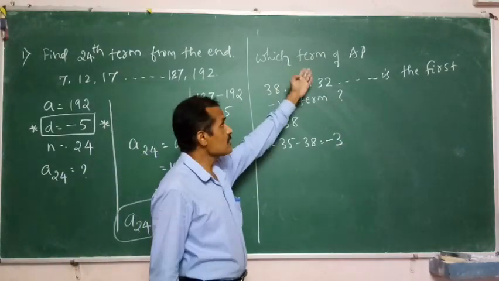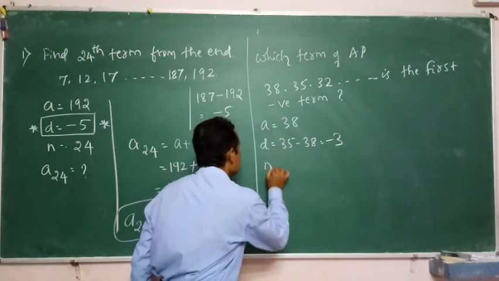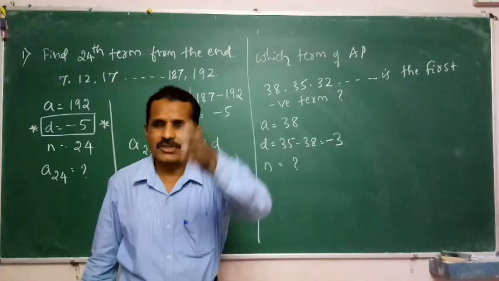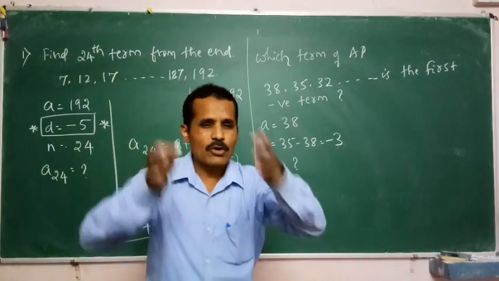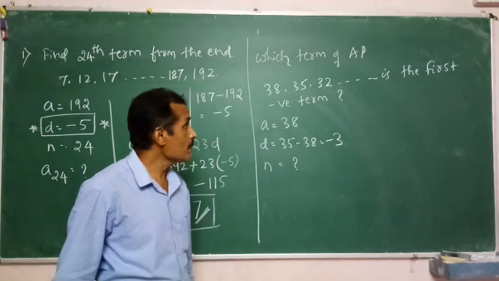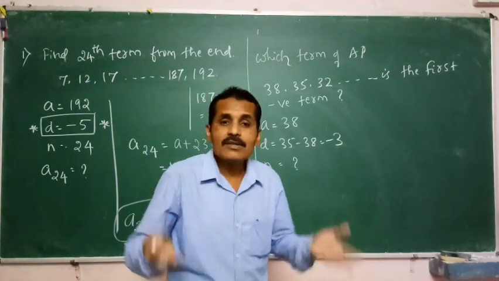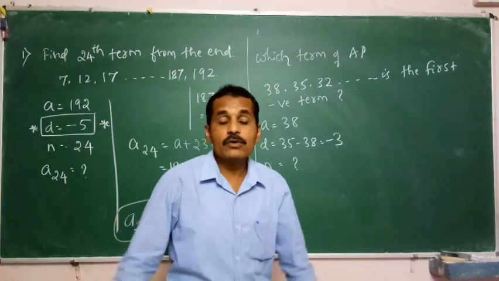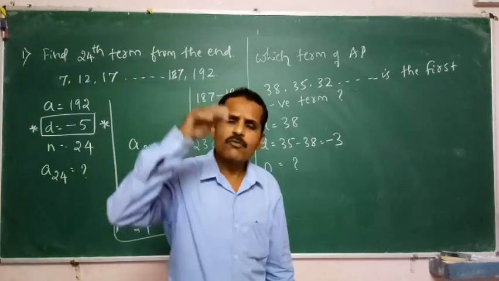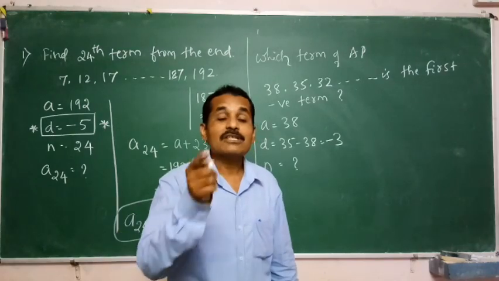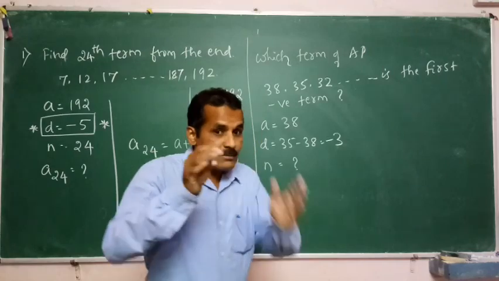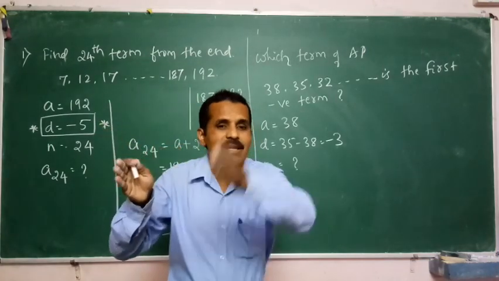Now, which term is the first negative term? N has to be found. Whether it is the fourth term or fifth term or eighth term or 10th term, that you have to find. What is N? What is the last term? That also we don't know. But I can say the last term, whatever it may be, must be a negative number. That means AN, the last term, must be a negative term.